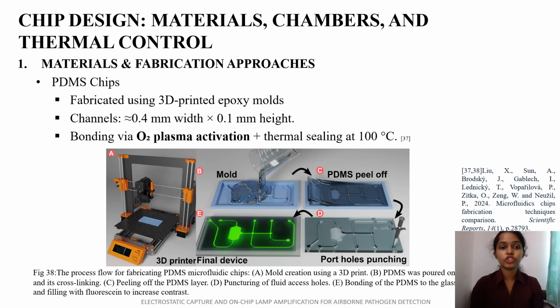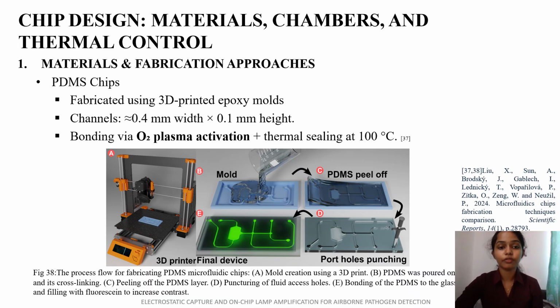Next, we'll go through the chip design, materials, chambers, and thermal control. So, material and fabrication approaches. The materials used for on-chip LAMP were PDMS and PMMA. PDMS is polydimethylsiloxane, which is a silicon-based organic polymer, fabricated using 3D printed epoxy molds.